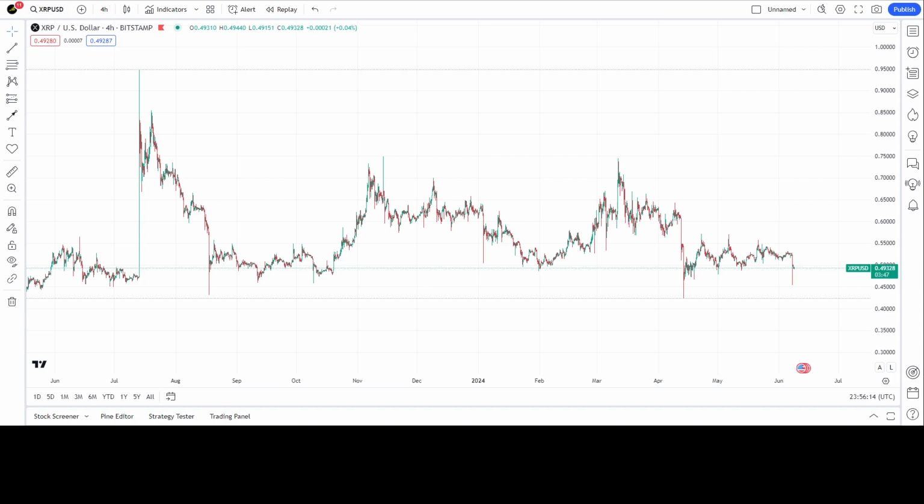Are we approaching the low of this fractal? I don't know. We'll find out soon.